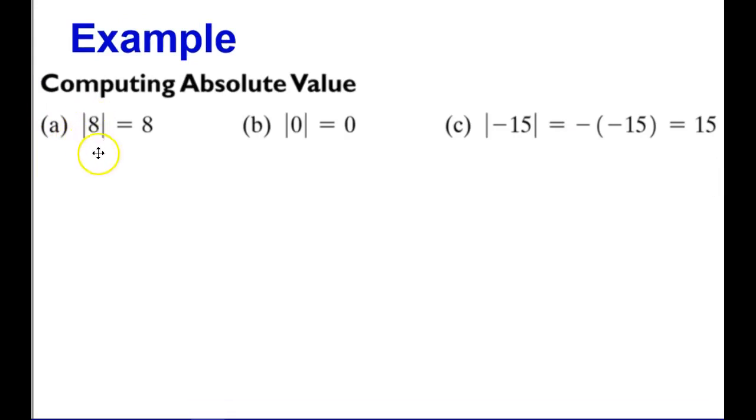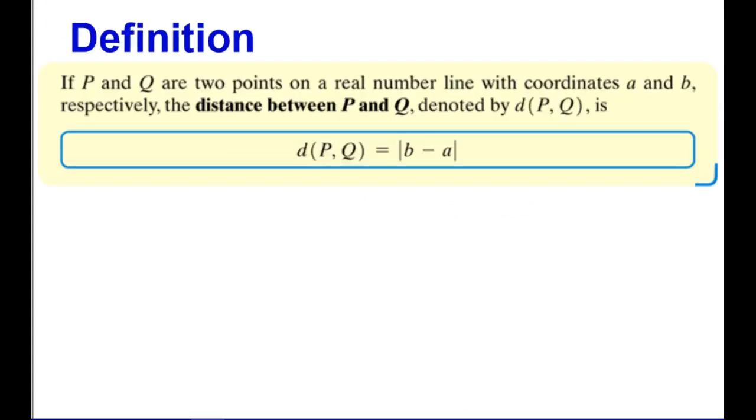So here's my absolute value, right? So the absolute value of 8 is 8 because I'm 8 steps away from 0. So let's look at this. If I am looking at the absolute value of negative 15, I know that I am 15 steps away from 0. Even though I'm on the left this time, I'm still 15 steps away. So my answer there would be 15.